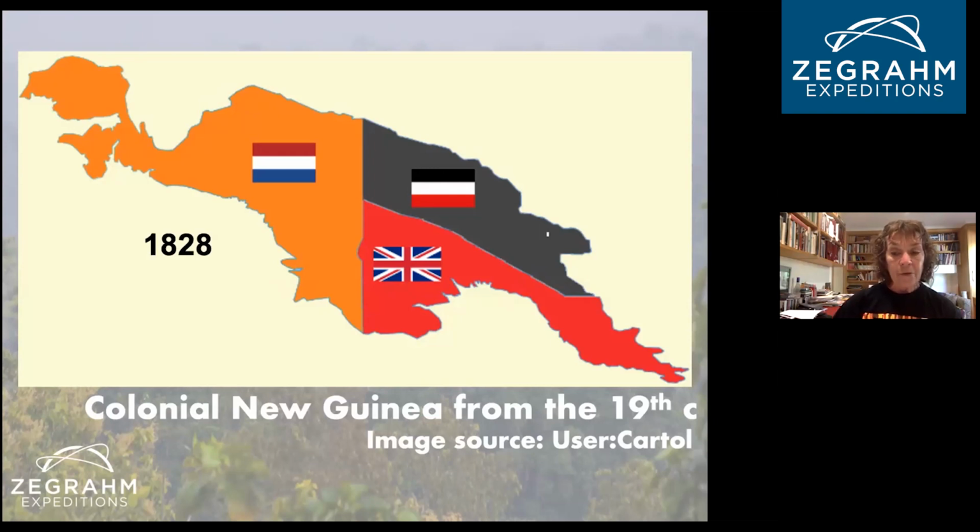In 1883, interestingly, the British colony of Queensland claimed the southwestern part of the island. But in 1884, the British renounced that claim and claimed it for themselves. So it became a British colony, not just a Queensland British colony in 1884. And at the same time, Germany claimed the northeastern part of the island, naming it German New Guinea or Kaiser Wilhelmsland.